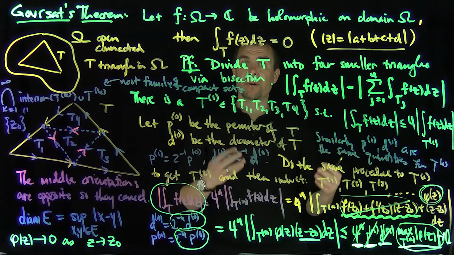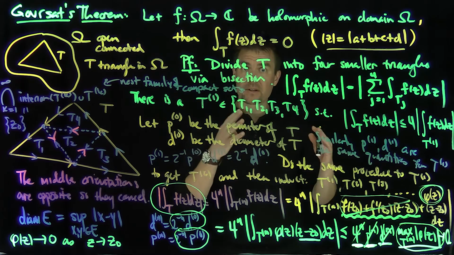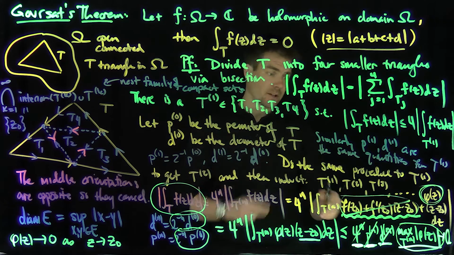That's very similar to Calc 3. If I have a conservative vector field and I integrate it over a closed curve, I get 0. That's one of the fundamental ideas. The same thing is true for functions of a complex variable.